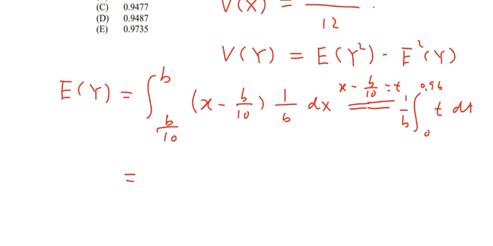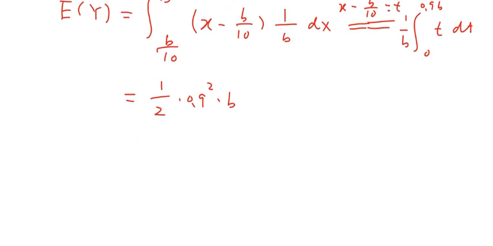So we can easily find this equals, b cancelled, just half of 0.9 squared times b. And in the same way we can find the expectation of y squared.